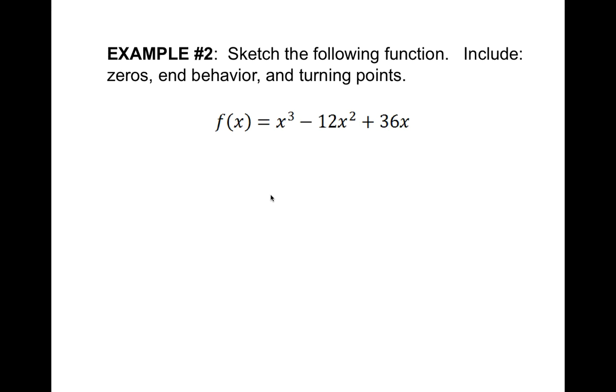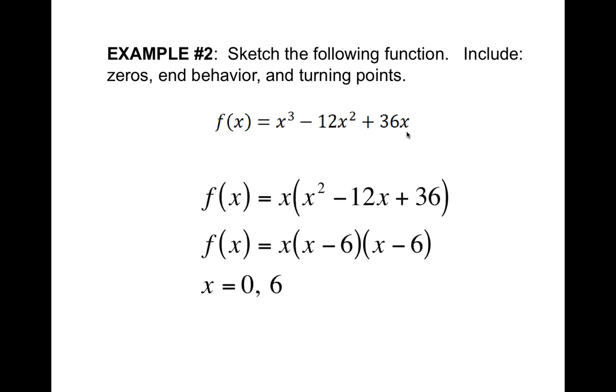Then we need to factor it. In order to factor it, we're going to need to take out an x. And when we do, if we pull out an x, we should have a perfect square, sure enough. So we have x and x minus 6 and x minus 6. So we're going to have an intercept at 0. We're going to bounce at 6. We're going to rise on the left and rise on the right.